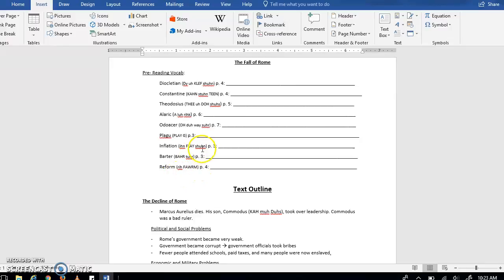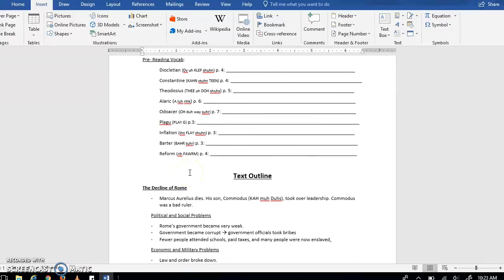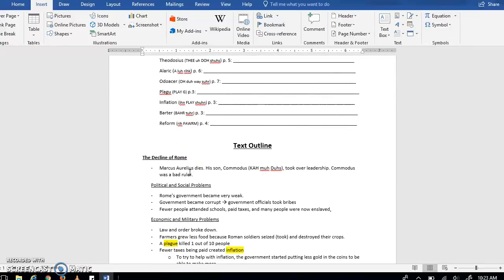I provided the page number so that the student can easily find it in the book, and I want them to write the definition in their own words. I feel like this will help while going through the text and also the text outline for them to better understand what is happening. Then I created a text outline.